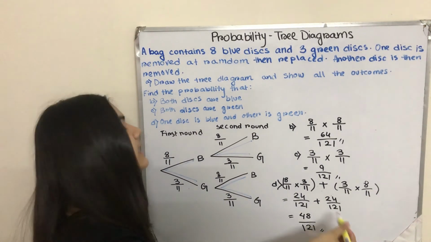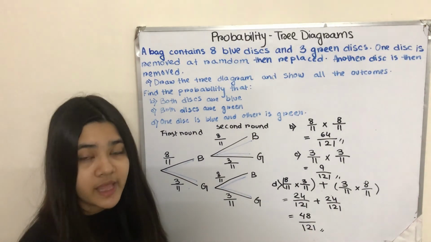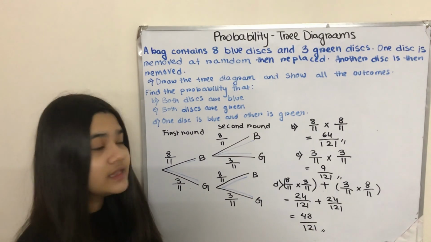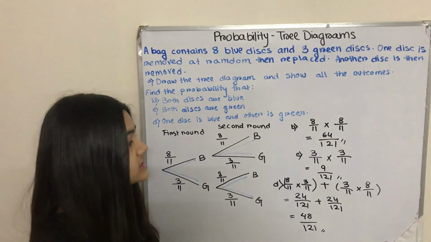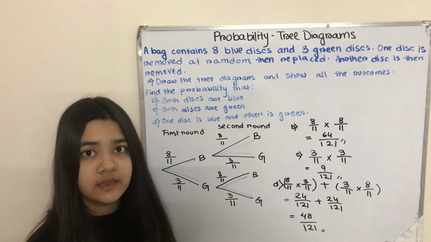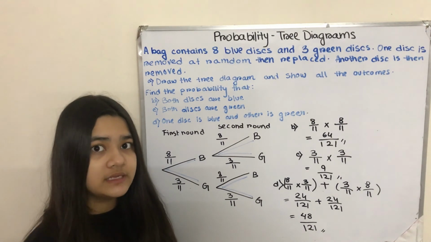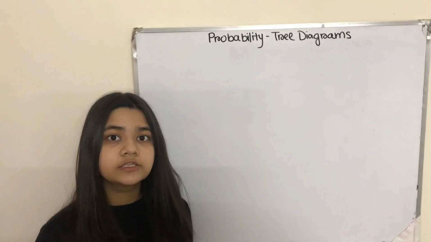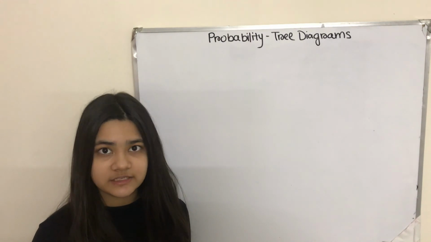So this is an example of replacement. But if in this same exact question the discs weren't replaced after being removed, then the probabilities would have been different. We are going to learn without replacement in our next maths lesson.